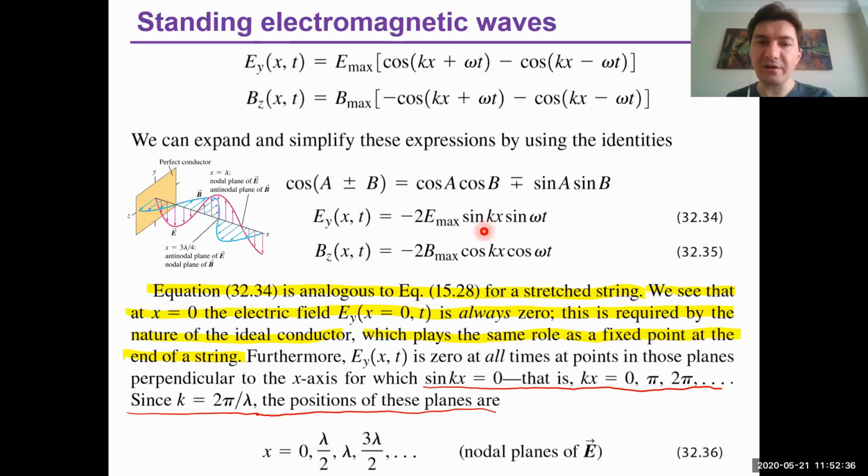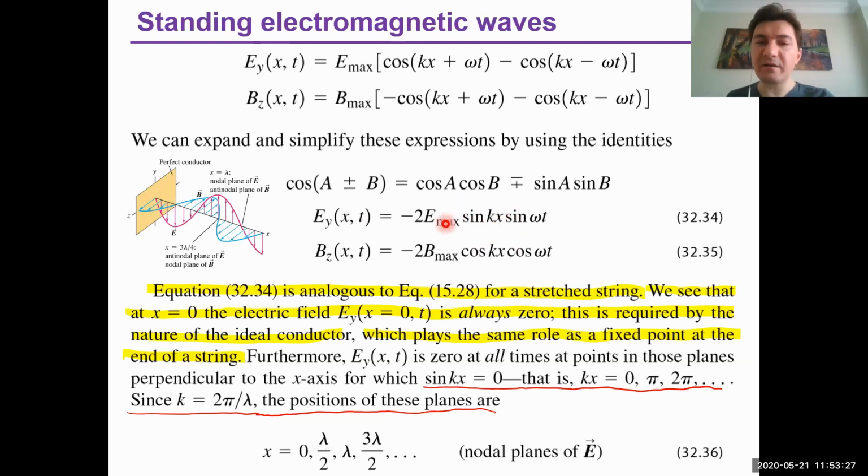So what do you see here? On the surface of the conductor, the electric field is zero, because the electric field is parallel to the conductor, and we know that if you have an electric field on the conductors, their parallel components are always zero. Okay, so when this electric field becomes zero, here we have sin kx. If x is zero, then the electric field will be zero, right? Because sin 0 is zero.